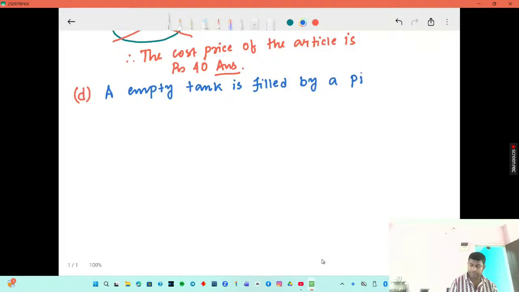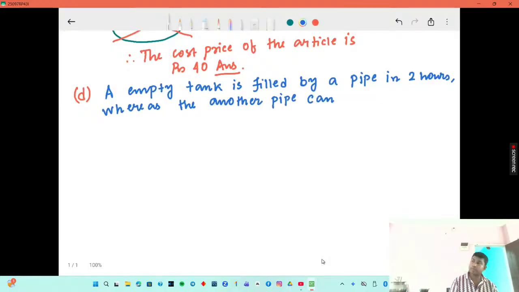An empty tank is filled by a pipe in 2 hours, whereas another pipe can empty the full tank in 3 hours.